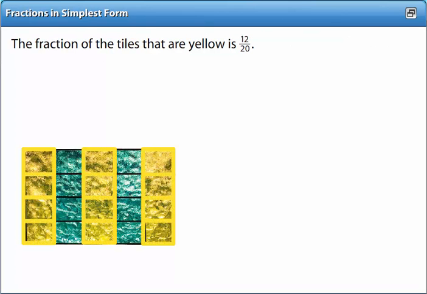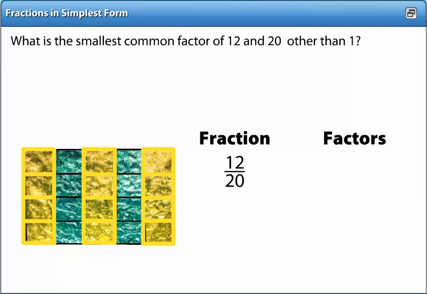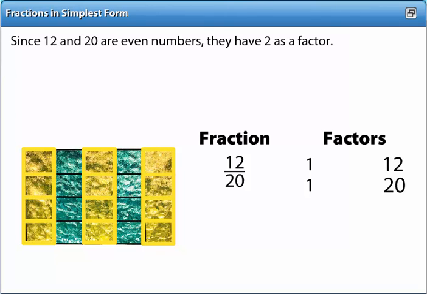The fraction of the tiles that are yellow is 12/20ths. To write 12/20ths in simplest form, find a common factor of the numerator and denominator. What is the smallest common factor of 12 and 20 other than 1? Since 12 and 20 are even numbers, they have 2 as a factor.